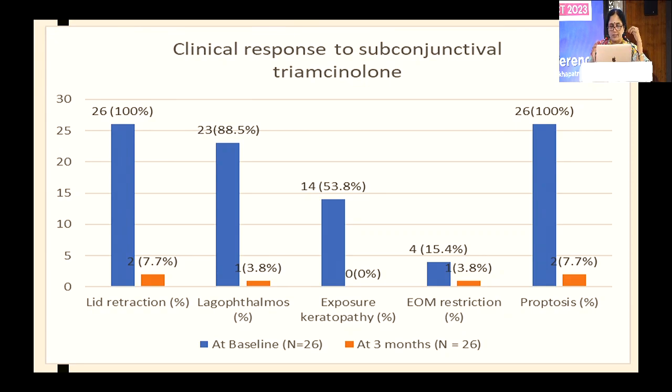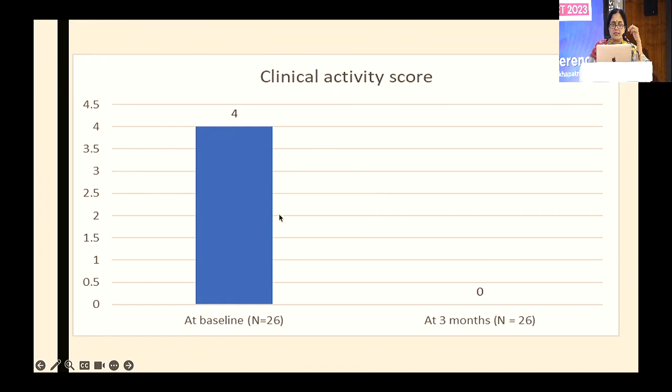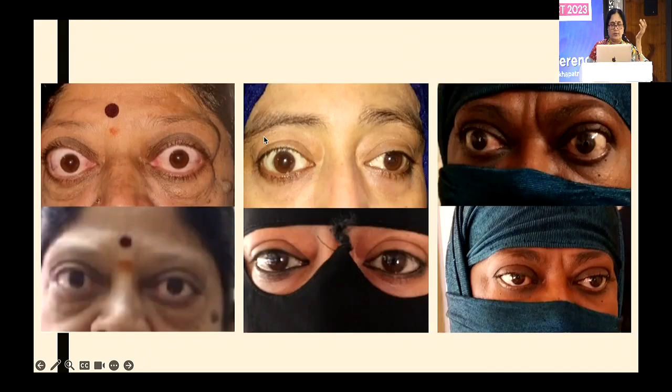Now what we noticed, to our pleasant surprise, was that not only the lid retraction but also the lagophthalmos, the exposure keratopathy, the extraocular muscle restriction and the proptosis surprisingly reduced extremely well at 3 months after giving the subconjunctival triamcinolone injection. The CAS activity, of course, when the proptosis subsides, when the lid retraction subsides, exposure keratopathy is bound to go down. So these are a few pictures of the patients we had.